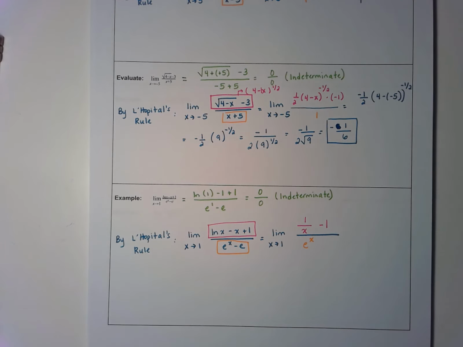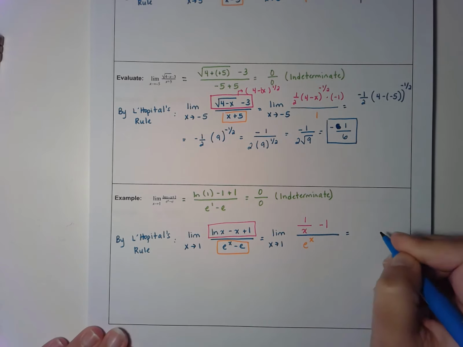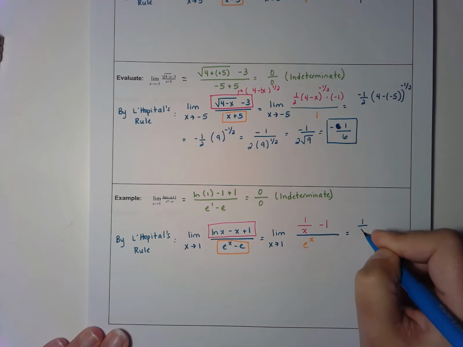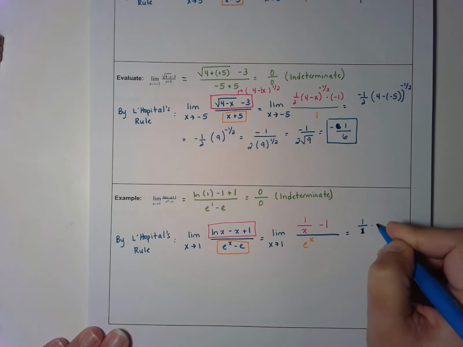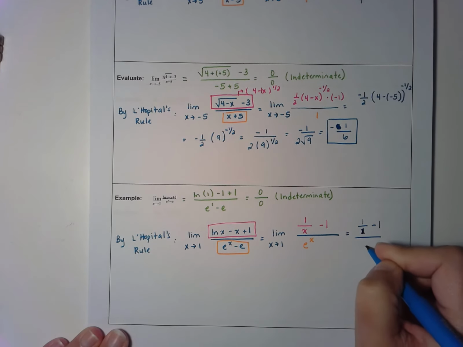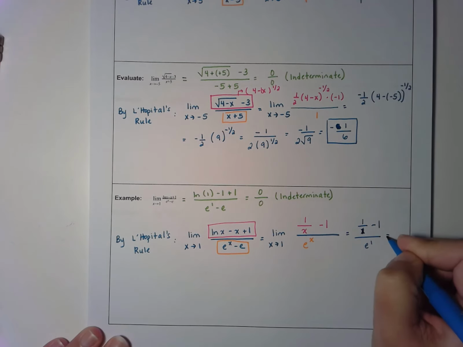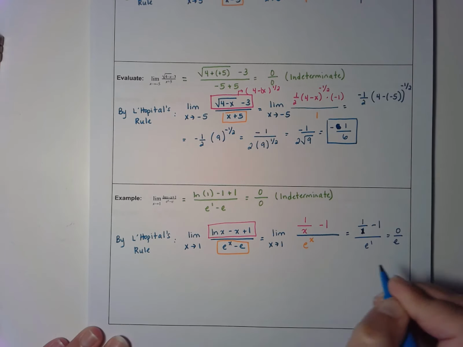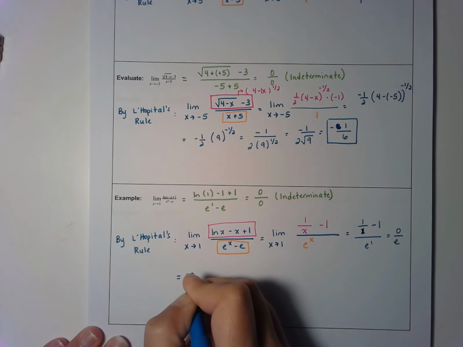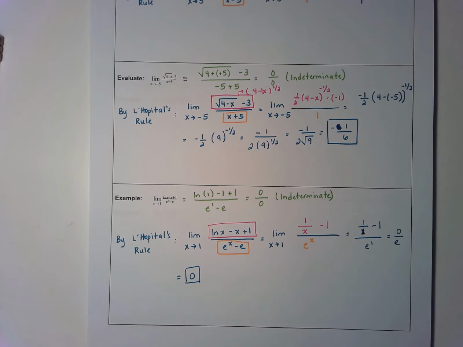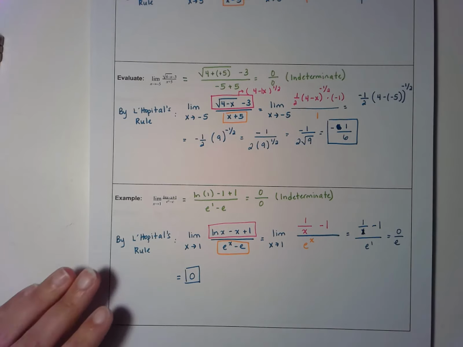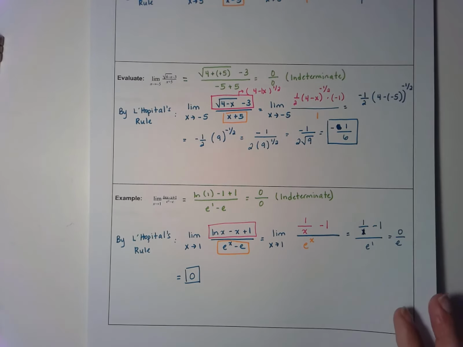Now the next step would be again to try direct substitution. So you would get 1 over 1 minus 1 all over e to the 1, which gives you 0 over e, and 0 divided by anything that's just a number is just 0. So it would be 0. Okay, so that's three examples of how we can use L'Hopital's rule.